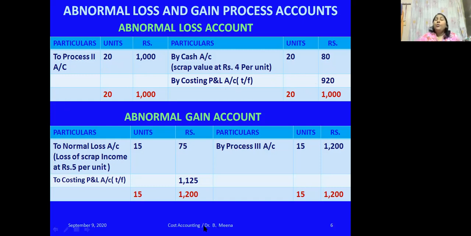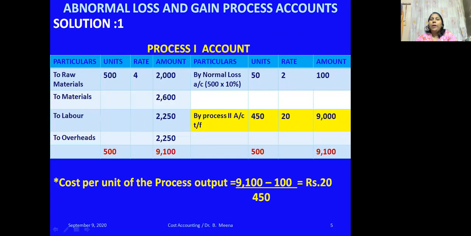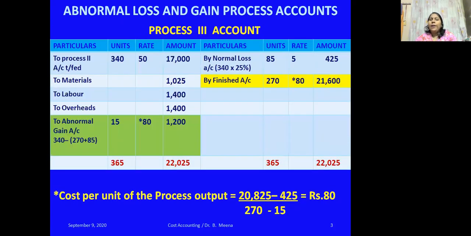Okay, then how to prepare the abnormal gain account? You need to check the previous processes, in which process we are having the abnormal gain. Not in process 1, not in process 2, only in process 3 I'm having abnormal gain.